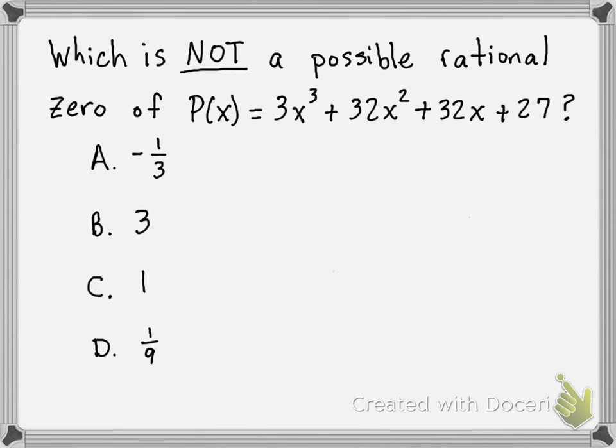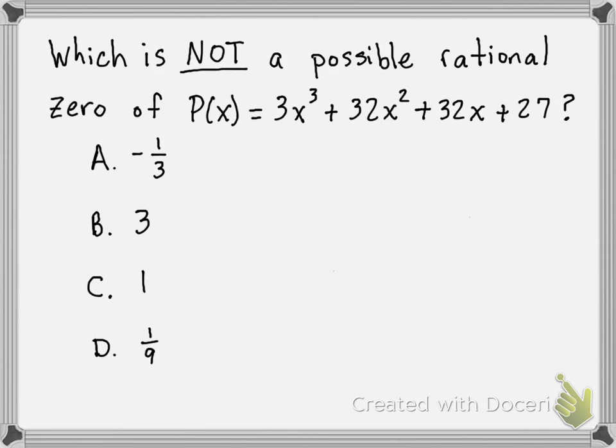All right, so the question here is, which of the following is not a possible rational zero of p of x equals 3x cubed plus 32x squared plus 32x plus 27? And our answer choices are negative 1/3, 3, 1, or 1/9.